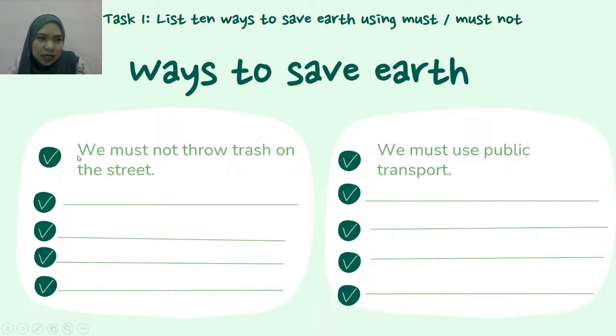Okay, task 1. So this is your homework number 1. Homework 1, list 10 ways to save earth using must or must not. I already gave you 2 examples, so you should list another 8 ways to save the earth using must and must not.